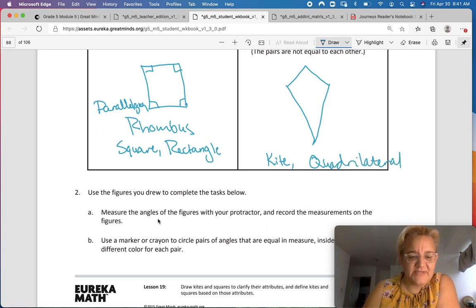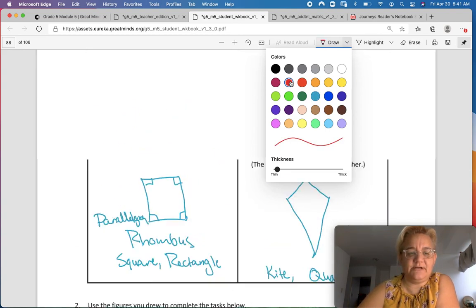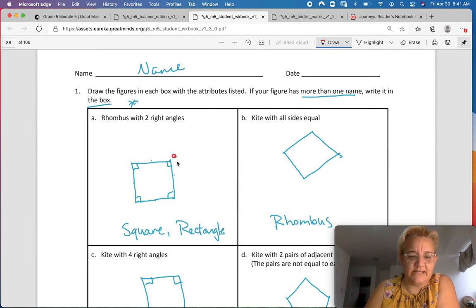Okay, measure the angles of the figures with your protractor and record the measurements on the figures. Please use your protractor. Okay, 90 degrees, 90 degrees, 90 degrees, 90 degrees, because they are right angles. A kite with all four sides equal.